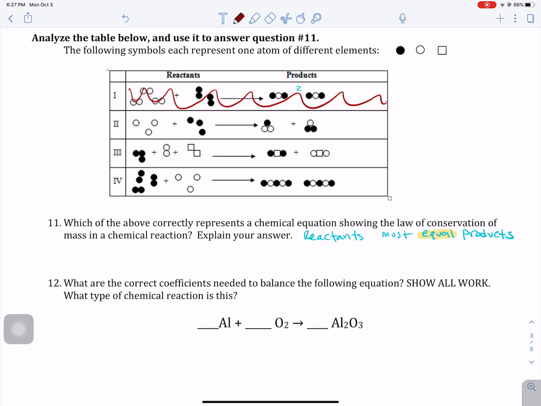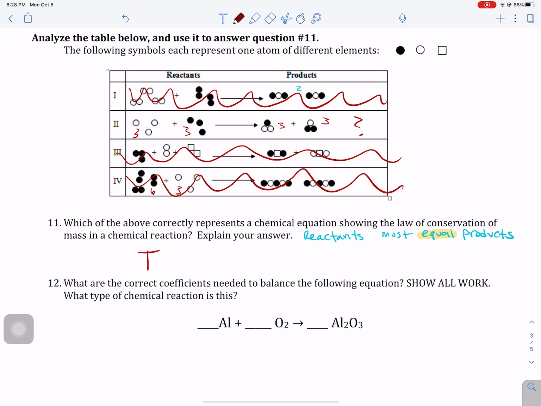Okay, so let's see. We have 1, 2, 3. Okay, this could be it. So we have 1, 2, 3 whites and 1, 2, 3 little black ones. So this could be it. So now we have 1, 2, 3 black ones. 1, 2. Nope, not it. We have 1, 2, 3, 4, 5, 6 little black ones and 3 white ones. And how in the world did we end up with 1, 2, 3, 4? Okay, so your answer would be number 2.